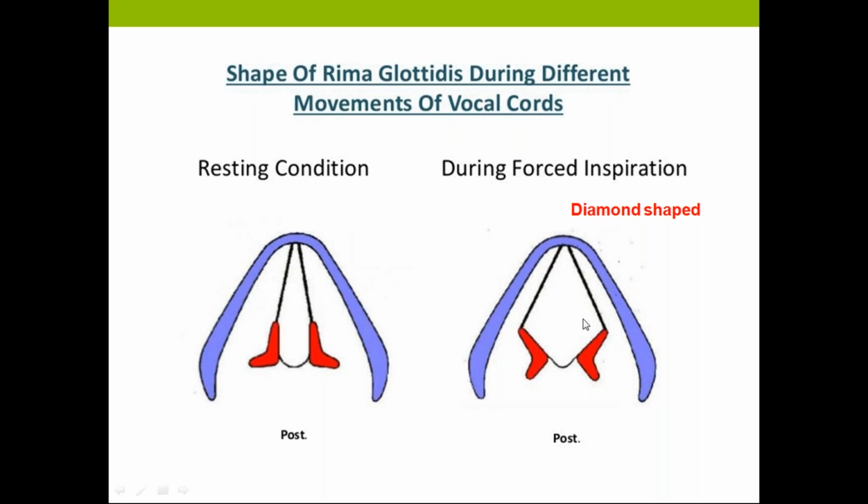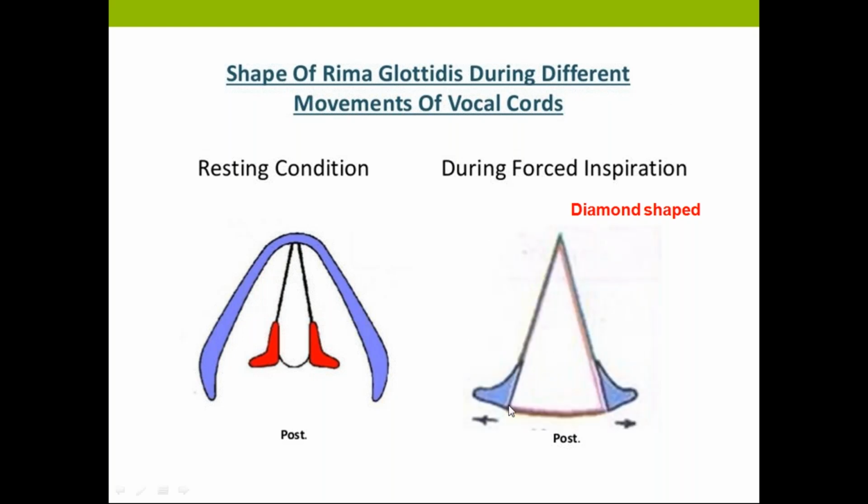In forced inspiration it appears diamond in shape. Otherwise, you can say enlarged triangular in shape during forced inspiration. This is mainly done by the abduction of the vocal cord, which is done by the posterior cricoarytenoid muscle. Next we'll go on to phonation.